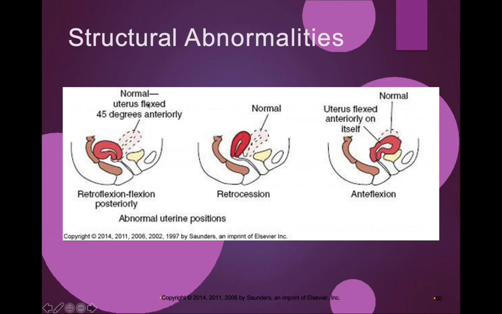So here again you can see this is a normal uterus. It's anteflexed. They say 45 degrees anteriorly. Now here it's projected posteriorly. Okay. Here it is referred to as a retrocession. Okay, it's starting to go backwards a little bit. Here is normal. And then what we see here, it's anteflexed. So now that it's moving more anteriorly, it can push up against the urinary bladder, creating its own set of problems.